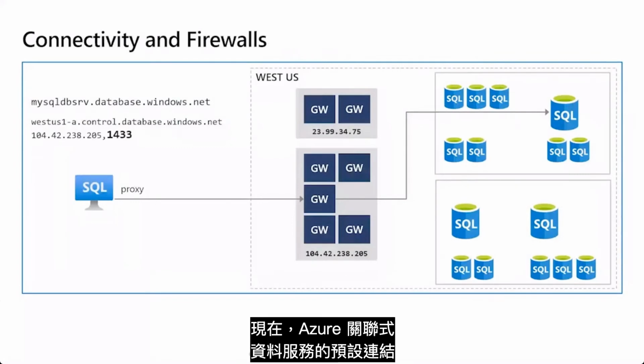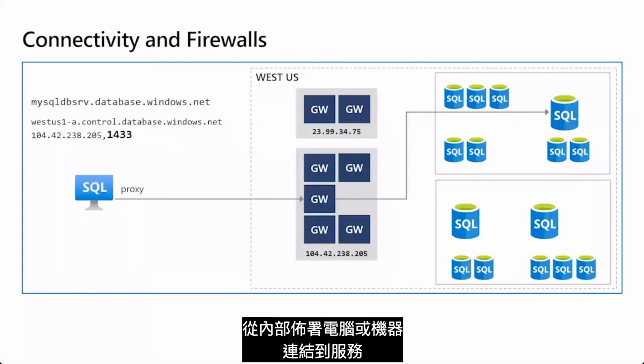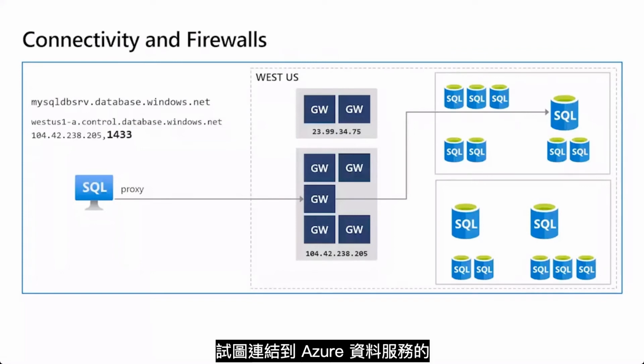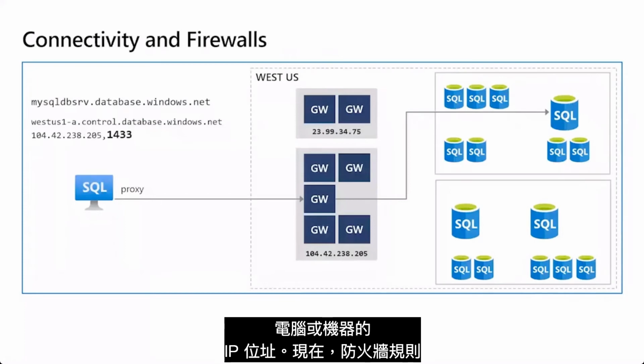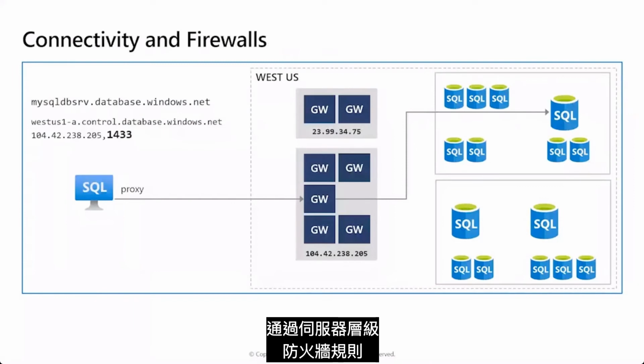Now, the default connectivity for Azure Relational Data Services is actually disabled across the world. So if you need to connect to the service from an on-premises computer or machine, in the firewall section, you need to add the IP address range of the computer or machine trying to connect to the Azure Data Service. Now, a firewall rule of 0.0.0.0 enables all Azure services to pass through the server level firewall rule.